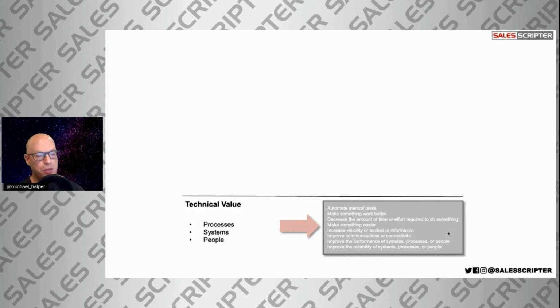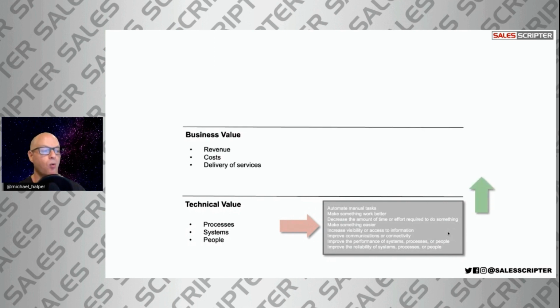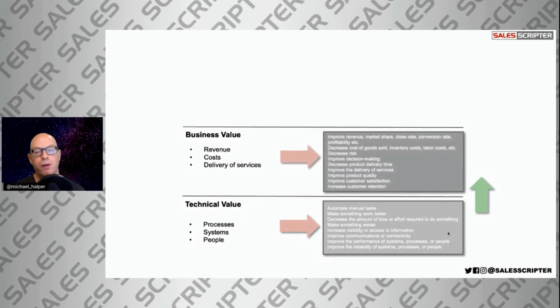But this is where you might automate manual tasks, make something work better, decrease time, make something easier, improve visibility. So here's some examples. Now, these are usually very easy for someone to think about. When they start thinking about improvements, we all think about the technical improvements. But the reality is that when you create those technical improvements, most of the time, those will work their way up to create business value and business improvements. And those are in the area of improving revenue, improving income, decreasing costs, improving the way services or products are delivered or the quality of the products. And so here are some examples: improve revenue, market share, profitability, decrease costs, decrease risk, improve decision-making. And so that's level 2.